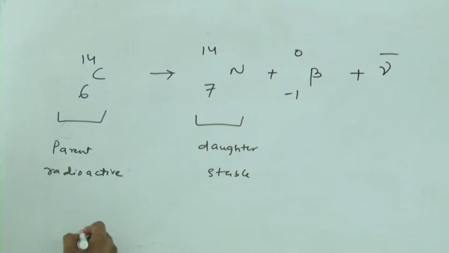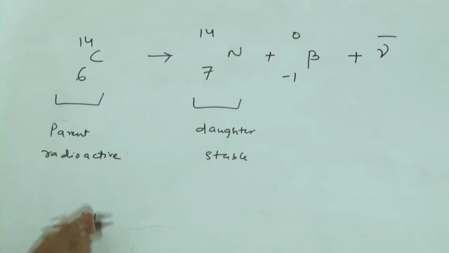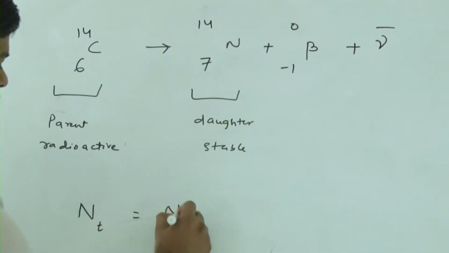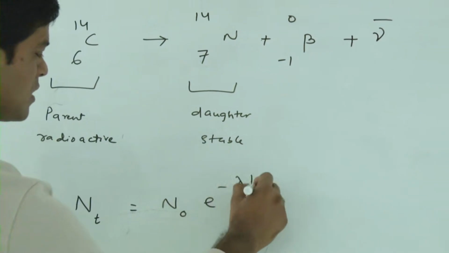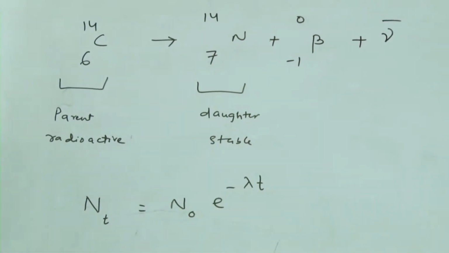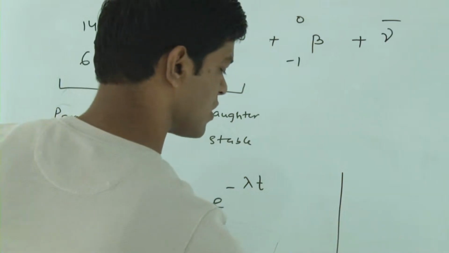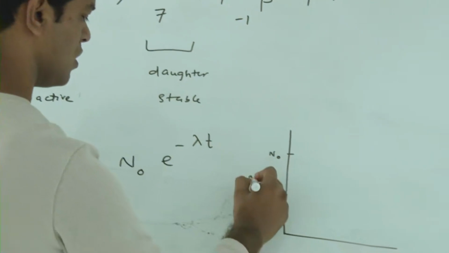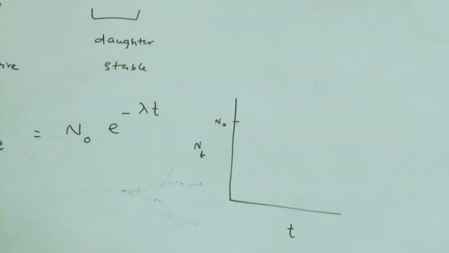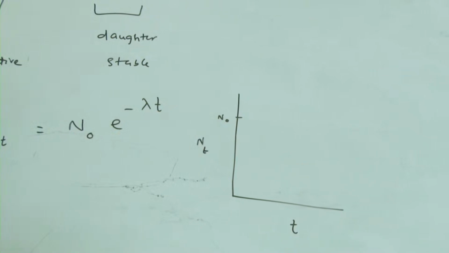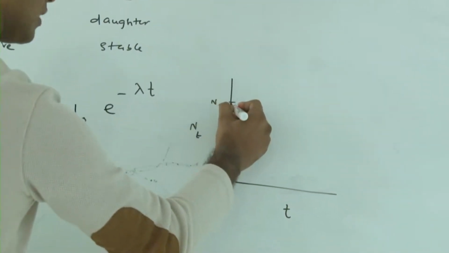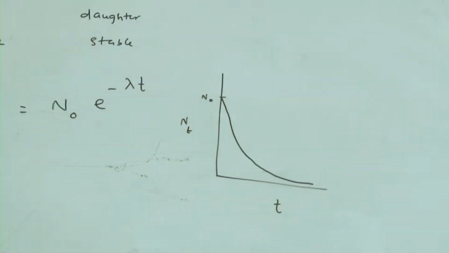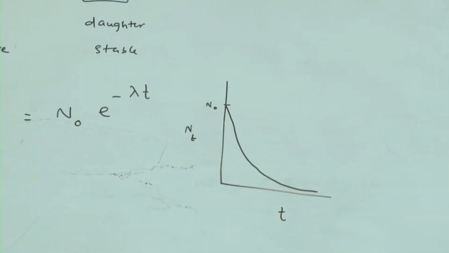In that case, at any given point of time, the number of atoms of carbon 14 at time t will be equal to n0 e to the power minus lambda t. So, they will follow an exponential equation. They start with n0 at t equal to 0, the total number of atoms of carbon 14 that was there. Over a period of time they will decay, so the number of carbon 14 atoms will decrease and that decrease will follow an exponential pattern. This is what we discussed.